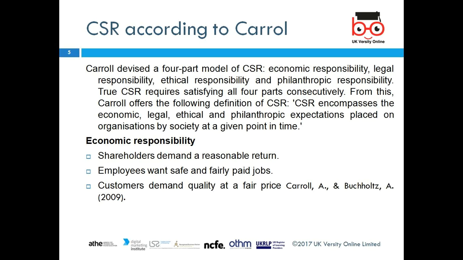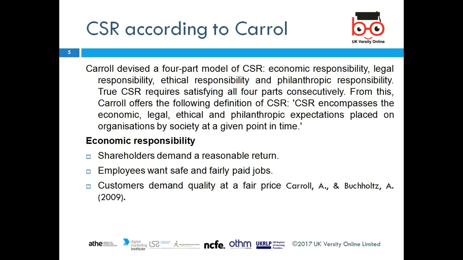Shareholder means anybody who has any investment in the business, but stakeholder means anybody who has any interest in the business. So a shareholder is also a stakeholder, but not all stakeholders are shareholders. Employees want safe and fairly paid jobs, so there won't be discrimination, such as the gender pay gap. We hear a lot about this these days.